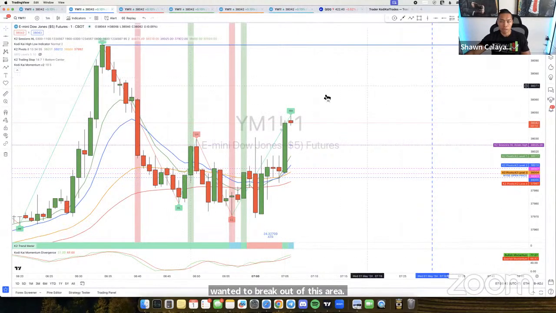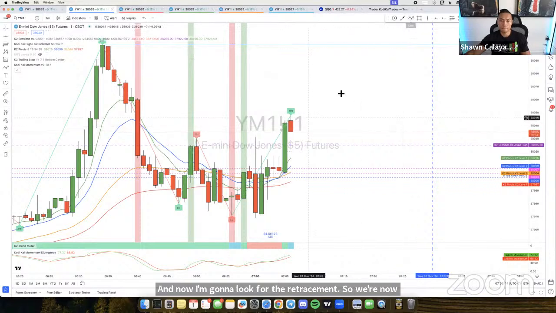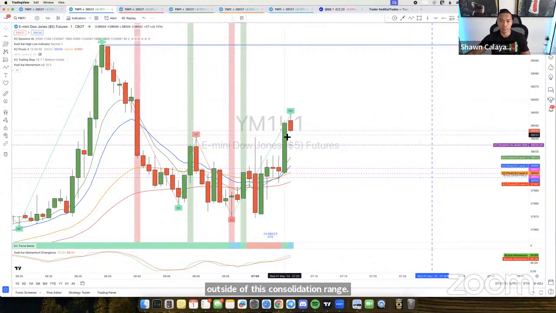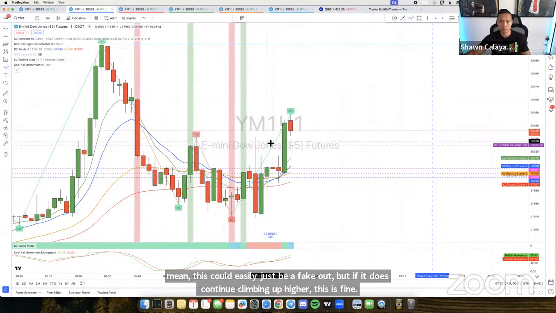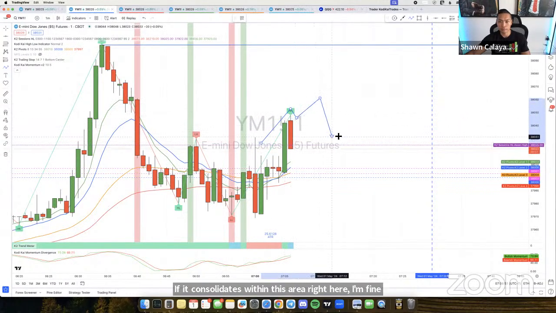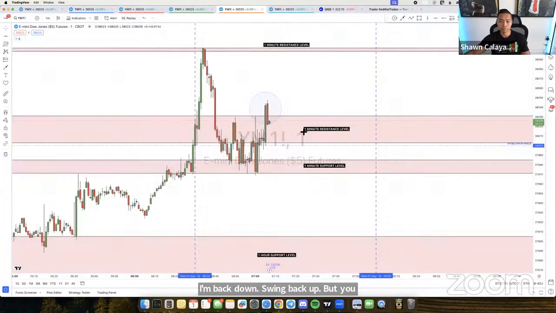So we're now outside of this consolidation range. I mean, this could easily just be a fake out, but if it does continue climbing up higher, this is fine. If it consolidates within this area right here, I'm fine with that too. So I want price to climb up a little bit, consolidate, come back down, and swing back up. But you guys see the fake out right there?